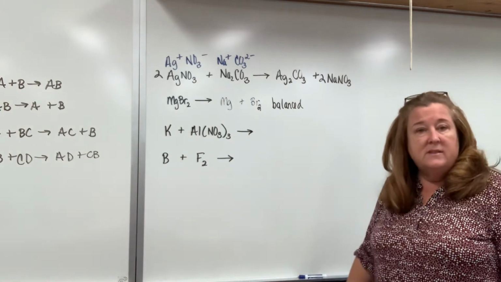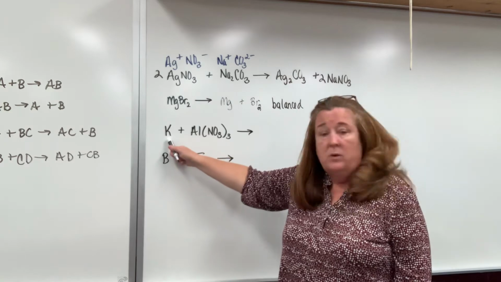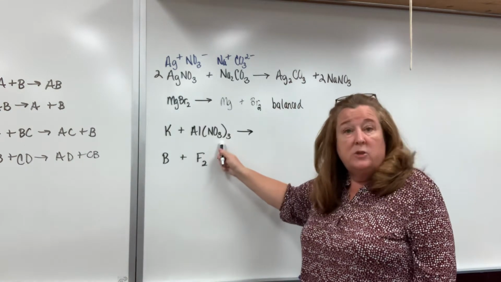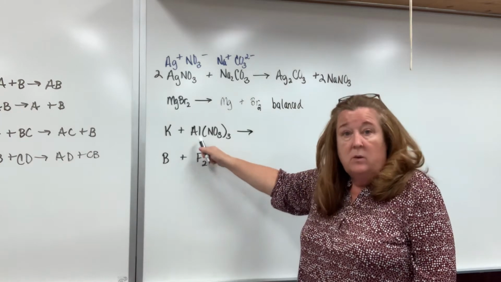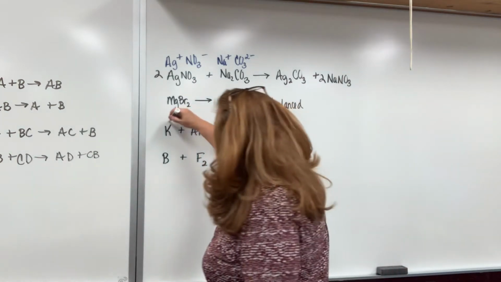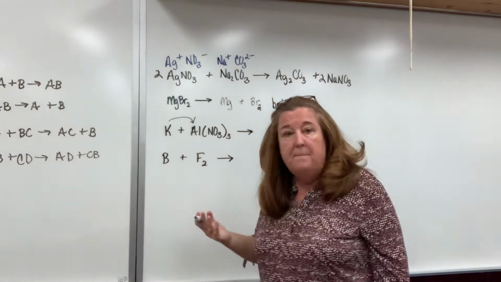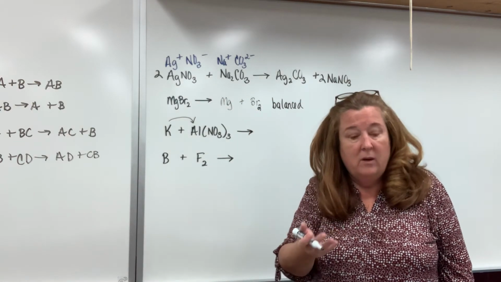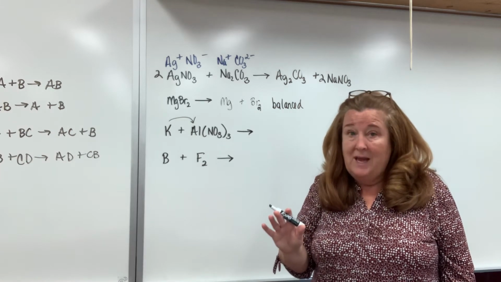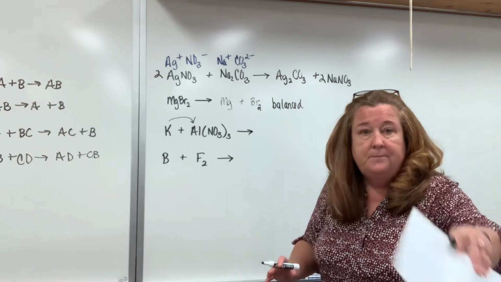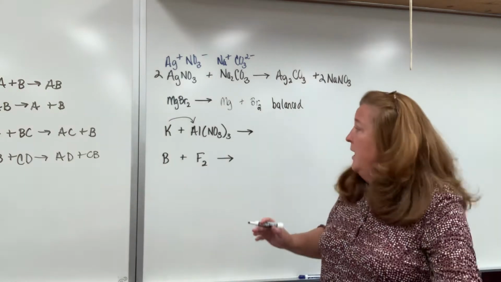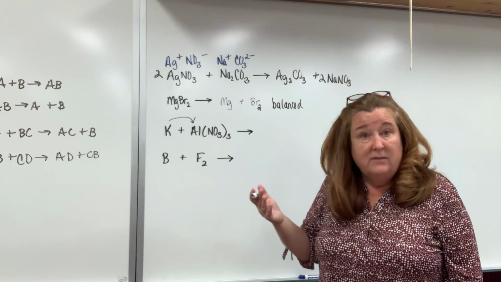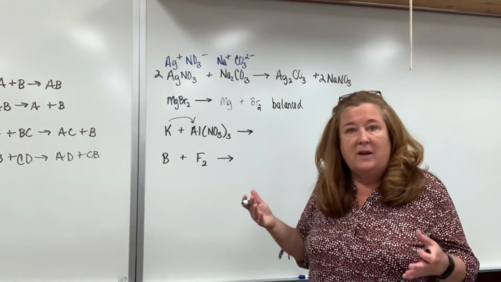This third one is a single replacement. You have a metal, potassium is a metal, it's to the left of the line on the periodic chart, and you have aluminum nitrate. Aluminum is also a metal, to the left of the line. So the potassium is going to come in, hopefully, and bump out the aluminum. It's a single replacement. A metal ion replaces a metal ion, but you have to make sure that this is actually going to happen. So you look at your activity series, and you see that potassium is indeed above aluminum on the activity series. That means it's more reactive. It's going to actually happen.